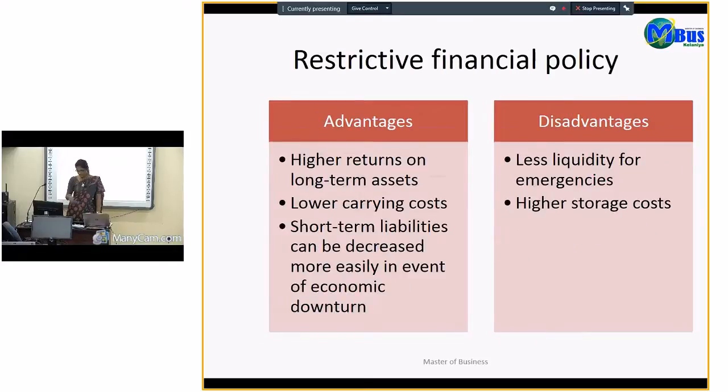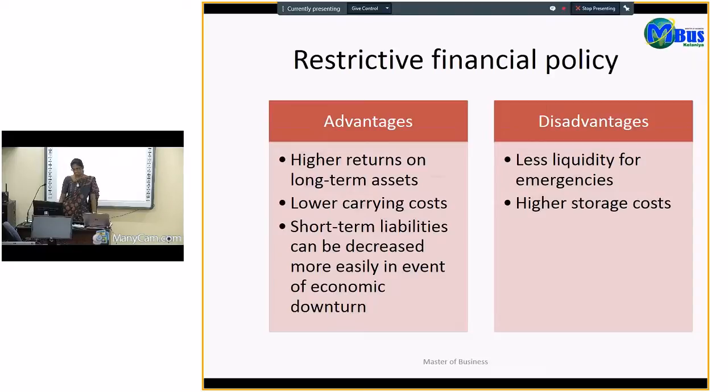Restrictive financial policy: higher return on long term assets, lower carrying cost. They have very little stocks in their hand, right? So carrying cost will be very low, and short-term liabilities can be decreased more easily in the event of economic downturn.